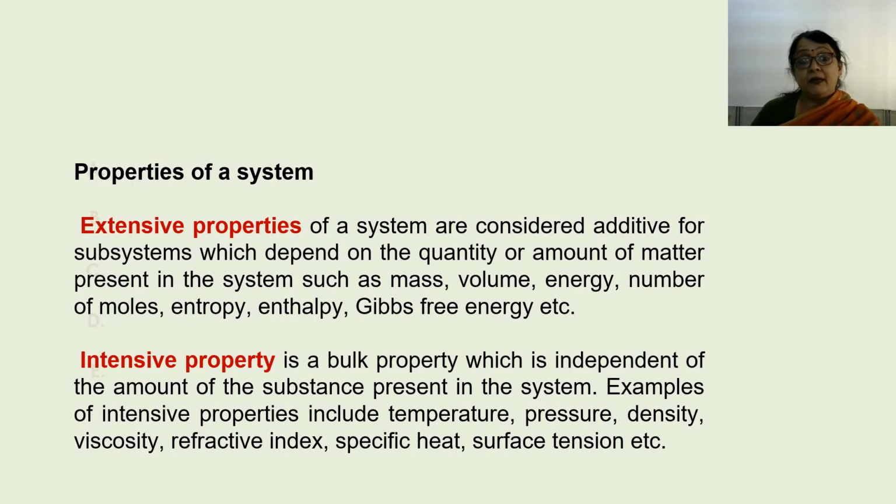Now, properties of a system. The system is characterized by measurable parameters. These are called properties. The properties of the system are of two types: extensive properties and intensive properties. Extensive properties of a system are the properties which are additive in nature and depend on the quantity or amount of substances present in the system, such as mass, volume, energy, number of moles, entropy, enthalpy, Gibbs free energy, etc.